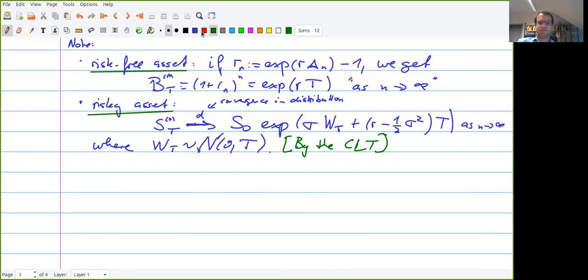Now I make a slight gap. This brings us actually to the Black-Scholes model. So what is the Black-Scholes model?